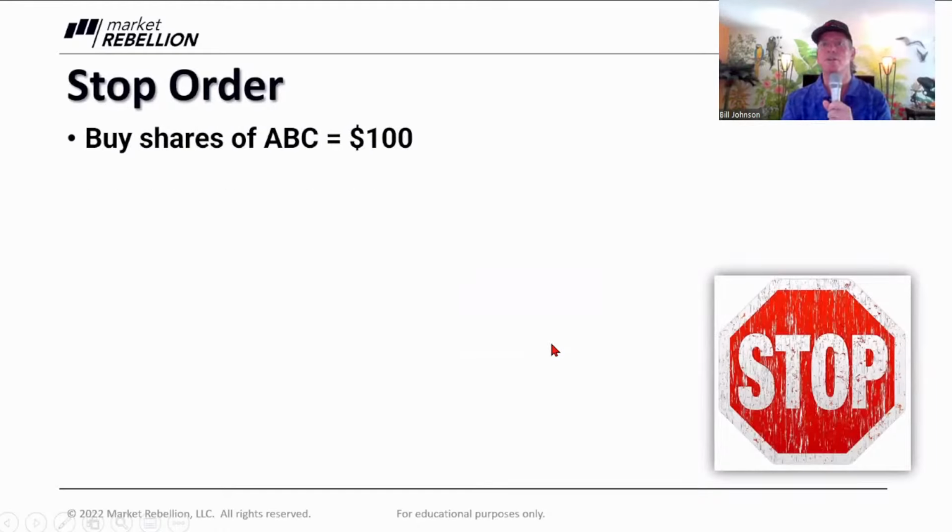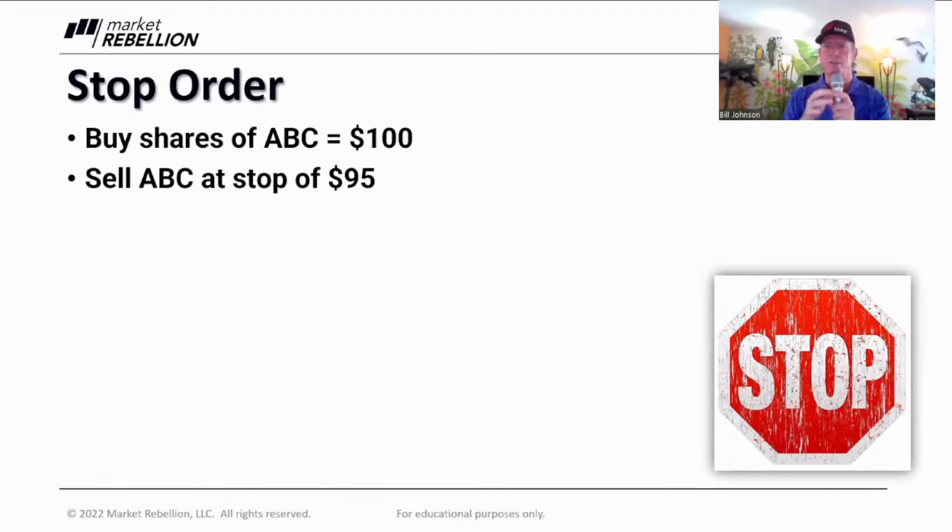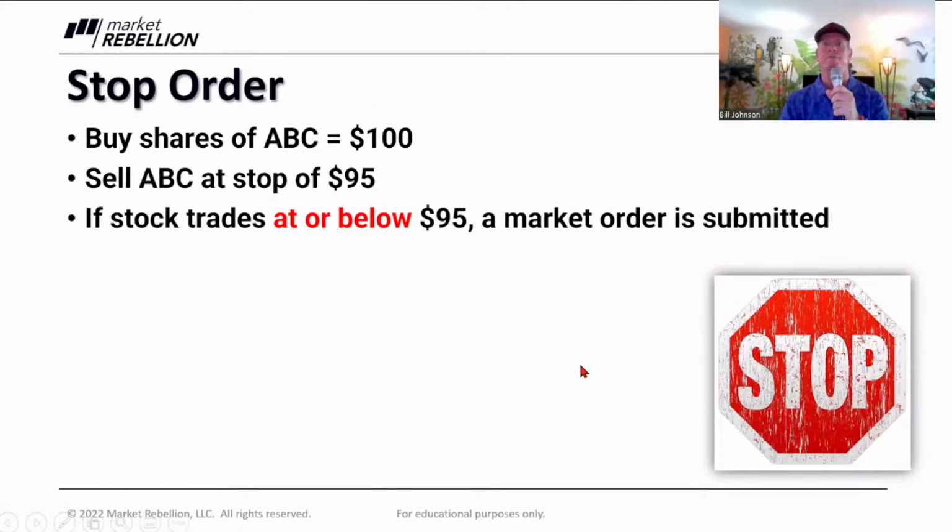Let's say that you buy shares of ABC for $100, and you place an order to sell ABC at a stop of 95. I'm not going to be talking about stop limits, just regular stop orders, but the same ideas would apply to a stop limit. What this means is that you are going to sell your shares at or below 95. That's important: at or below. Sometimes traders think that means you are guaranteed to get 95. That would be way too good to be true. That would be a free put option in that case.